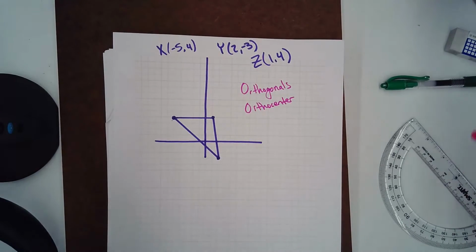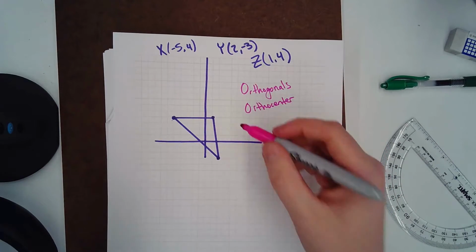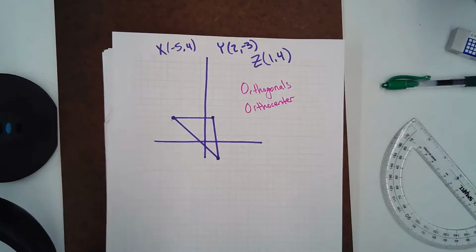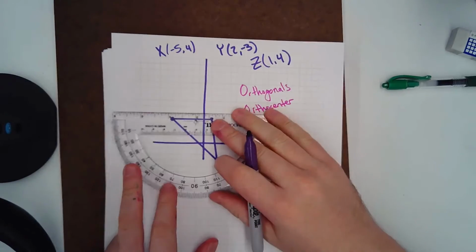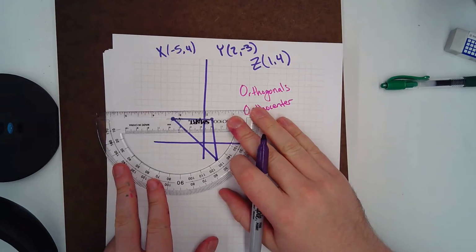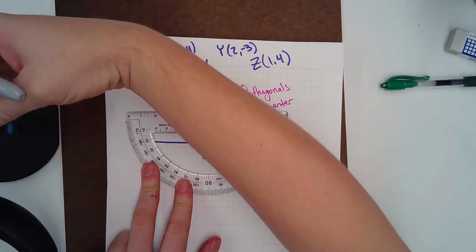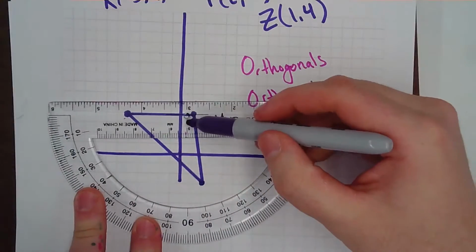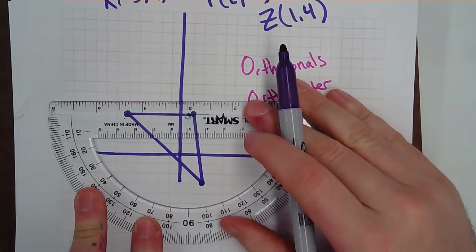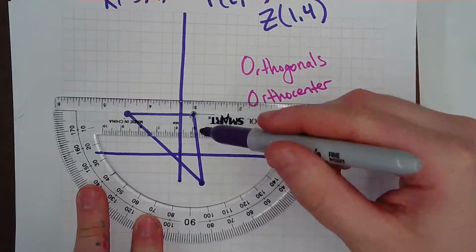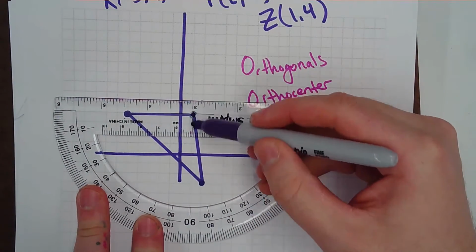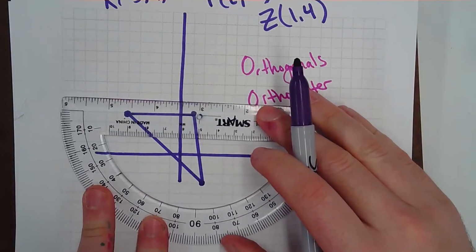So, orthogonals, orthocenters. What we need to do is extend out this side, because if I take this side here and try to find the orthogonal, that line right here, I want it to connect with the opposite vertex. And it doesn't. Here it definitely does not. You can see it from the graph paper. It would go down through here. So I need to extend this line out.